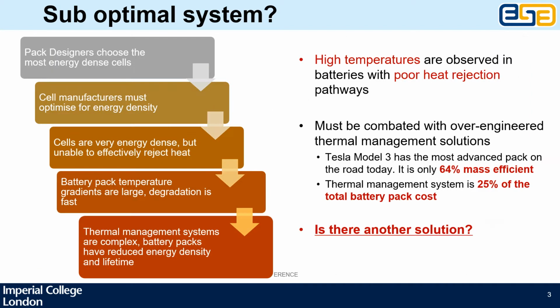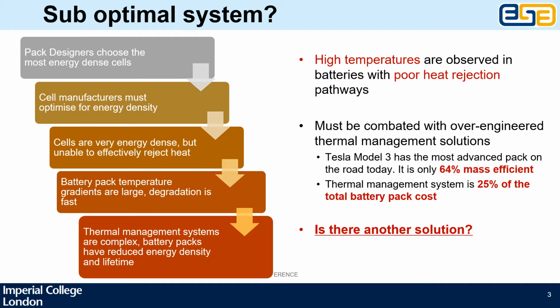Heat generation occurs in any lithium-ion cell. It is dependent on many operational characteristics and is highly nonlinear. As a result, temperature rise is always an issue, and thermal management is an absolute necessity. In lithium-ion cells with poor heat rejection pathways, the ones that cannot be effectively thermally managed, we see high temperatures and high temperature gradients. These lead to accelerated degradation and can become a safety risk.